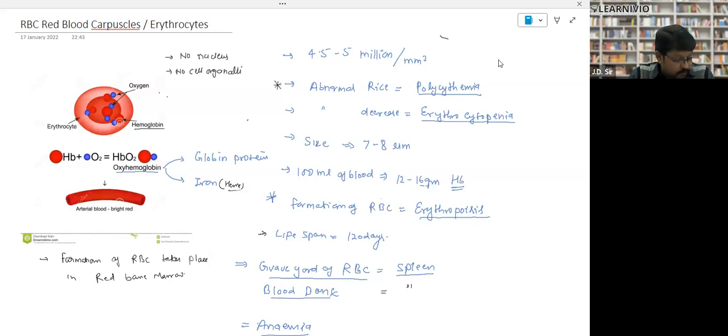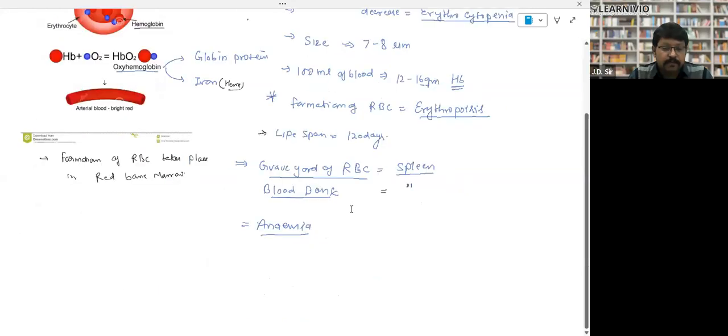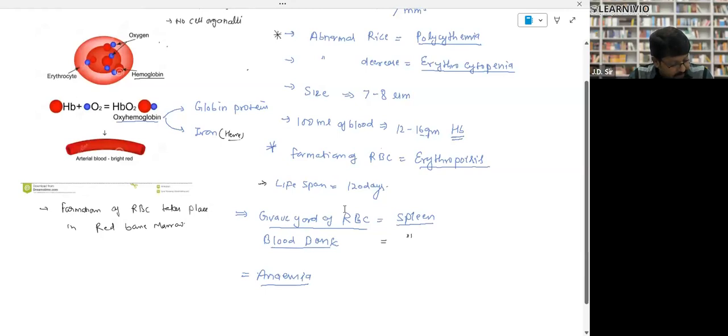Next point. The RBC of adult mammals do not have nucleus, except camel and llama. These are the two animals which have it. Camel and llama are the only mammals which have nucleus in their RBC. The rest of the mammals do not have. Next point.